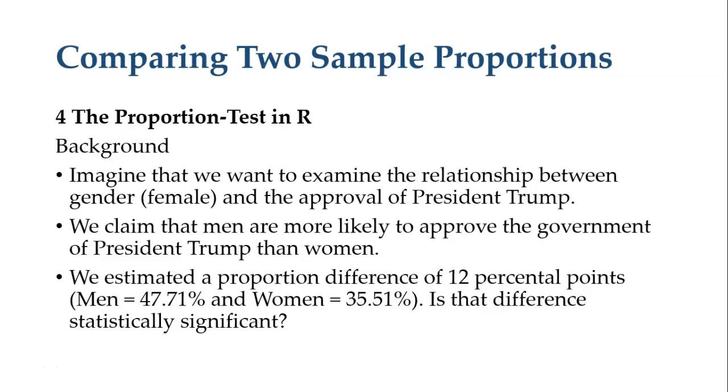Okay, a little bit of background. So imagine that we want to examine the relationship between gender and the approval of President Trump, and we claim that men are more likely to approve the government of President Trump than women. We estimate a proportion difference of 12 percentage points, which is actually very high.